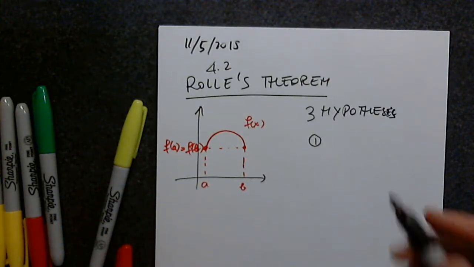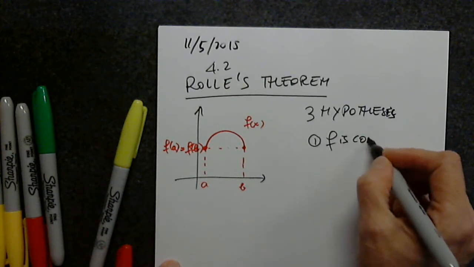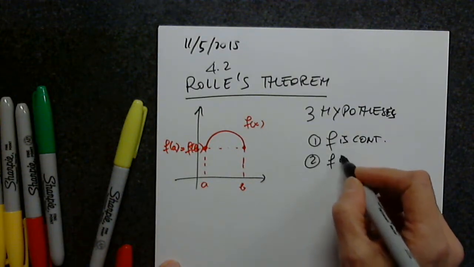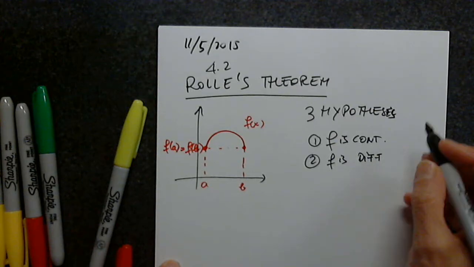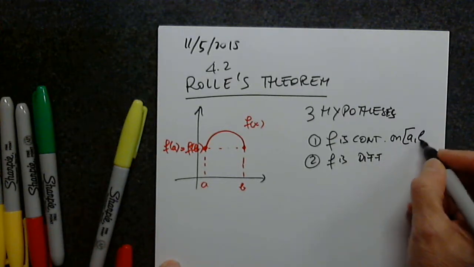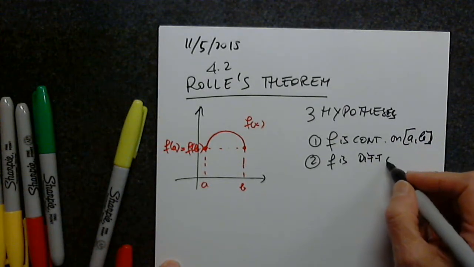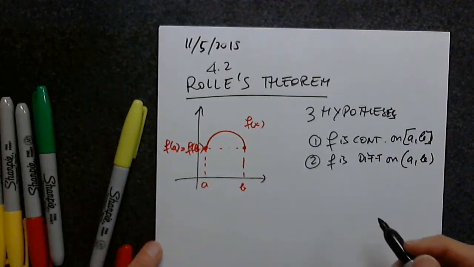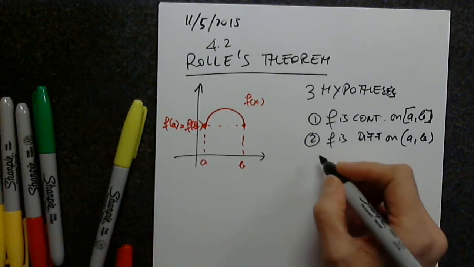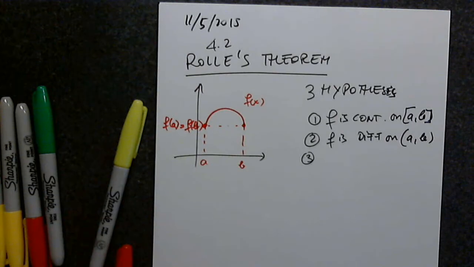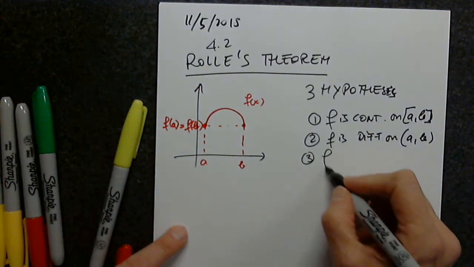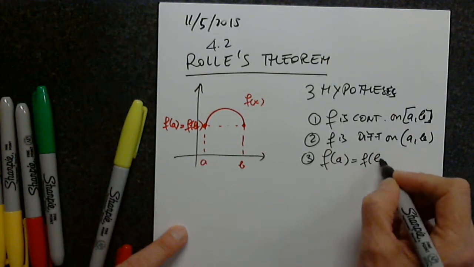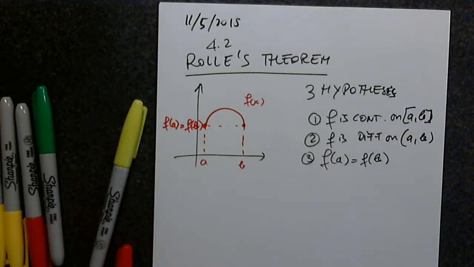Condition number one, f is continuous. Condition number two, f is differentiable, and I should write on the closed interval a comma b, and differentiable on the open interval a comma b. And here's the third condition, and you notice what the third condition is. f of a equals f of b.